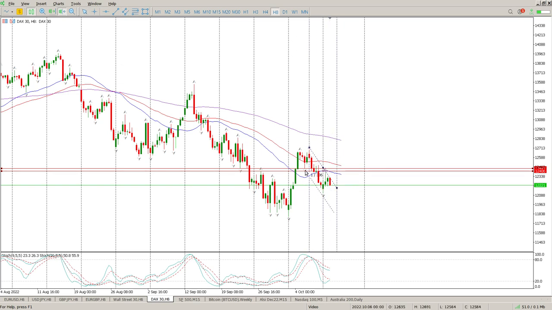we are pretty much still in a channel. So what we saw yesterday was potentially a flag. I think it has turned into a channel at the moment, so that's why that zone is so important. We need to break above it.